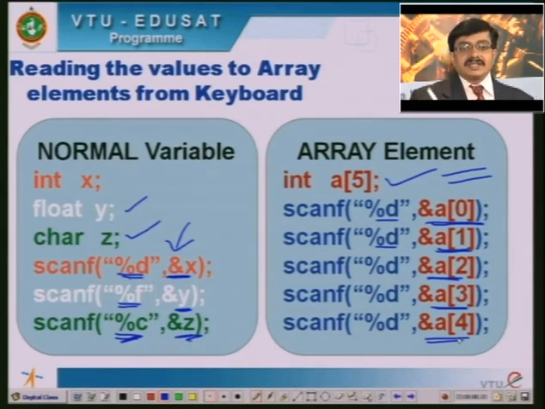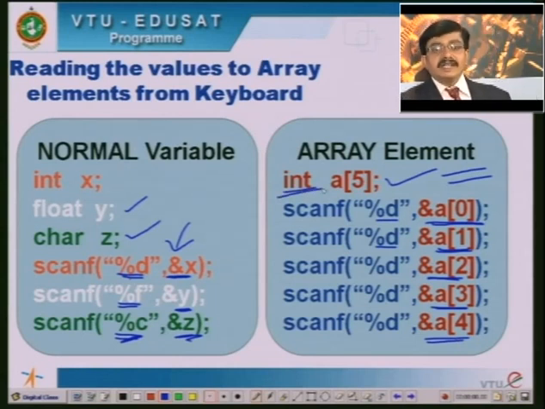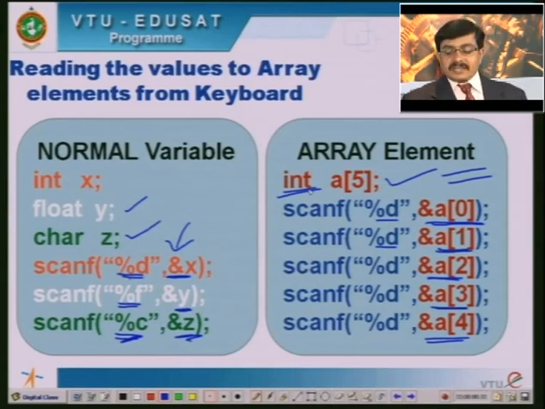Here also we use %d, and you can note that if this is of type float, then a will be an array of floating point numbers. When it is a floating point type, we are supposed to change this %d to %f. Similarly, if it is of type character, then a will be an array of 5 character elements, so we must change the format specifier from %d to %c. Everything else will be similar to the way we handle normal variables.